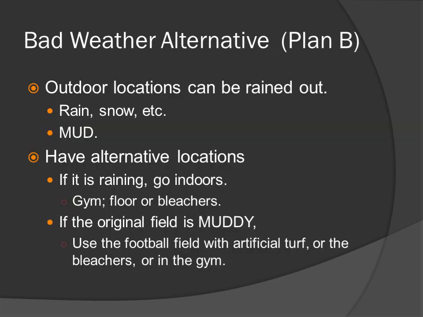Bad weather alternatives, your plan B. Outdoor locations can be rained out from rain, snow, or other bad weather. You could also have a lot of mud on the ground. It's pretty hard to sit down on the ground when you're sitting in mud. Have alternative locations. If it's raining, go indoors, such as the gym, on the floor, or the bleachers. If the original field is muddy, use the football field where they have artificial turf and good drainage, or the bleachers, or in the gym.